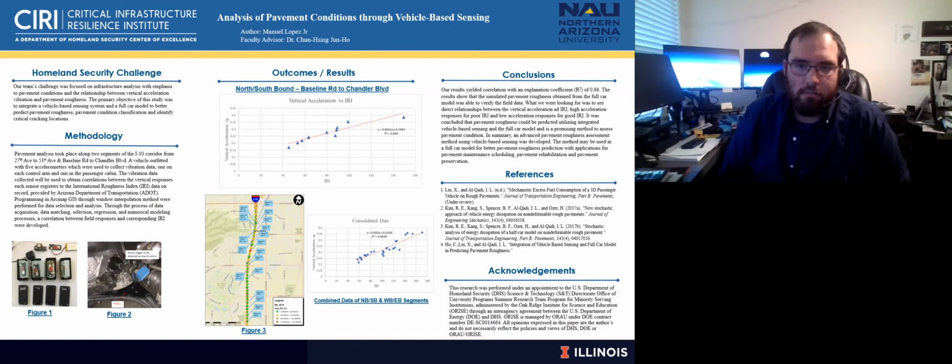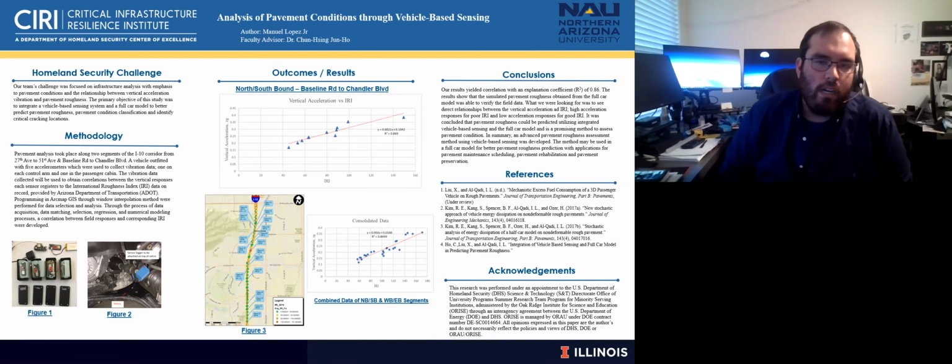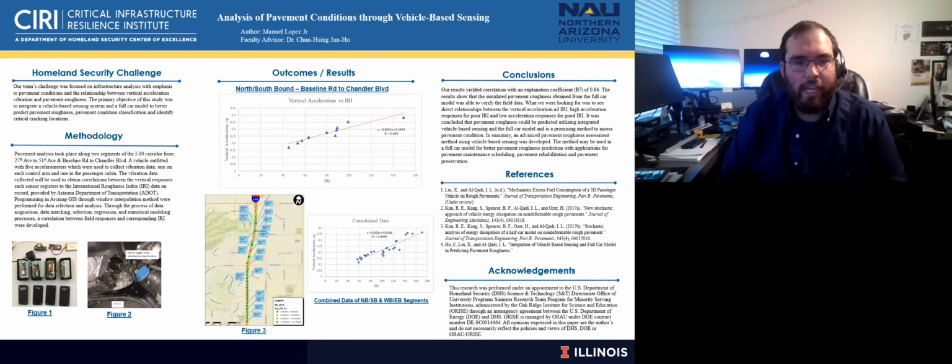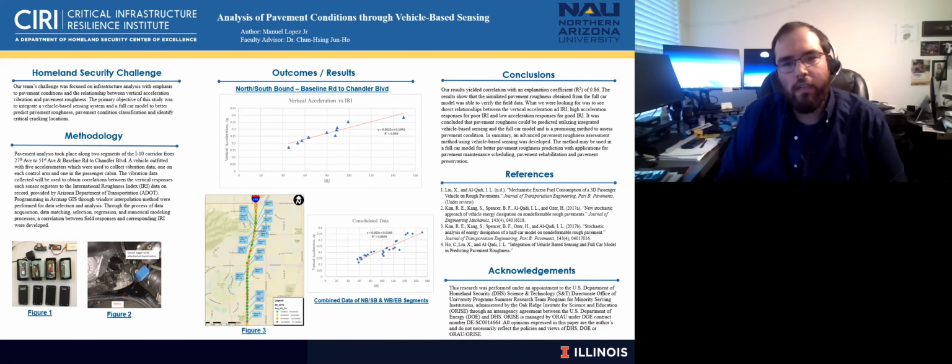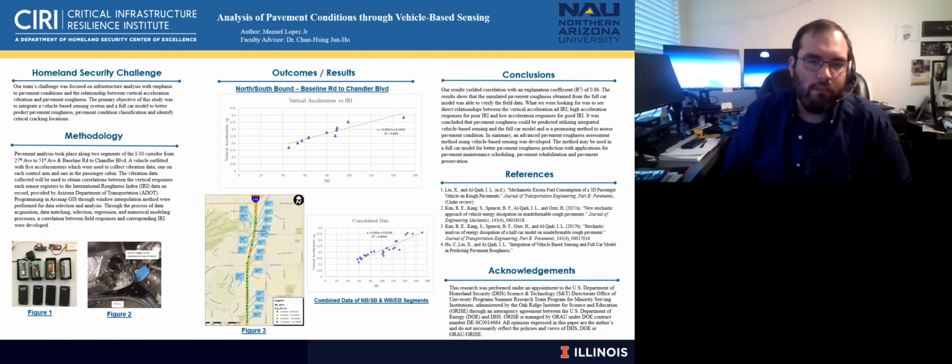Some of the applications that this could be used for are pavement maintenance scheduling, pavement rehabilitation, and also pavement preservation projects. To recap on some of my figures here, figures 1 and 2 show the sensors and the locations that the sensors were placed. Figure 3 is a snapshot of GIS, a spatial reference software, that shows where the IRI data points were collected and then where the acceleration points were collected in conjunction, relating to the IRI.